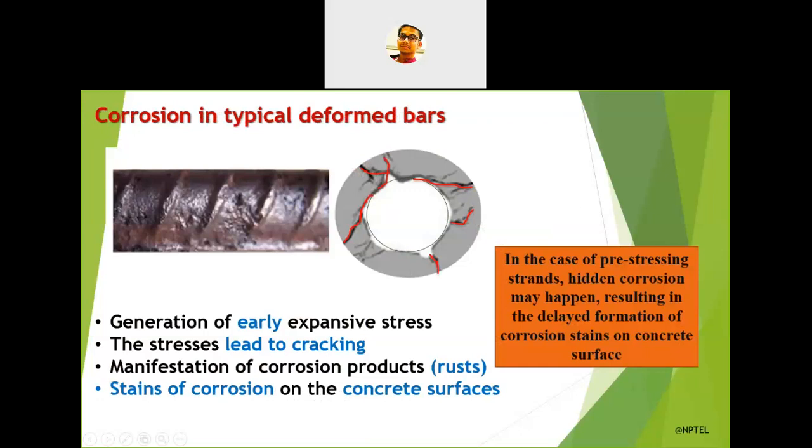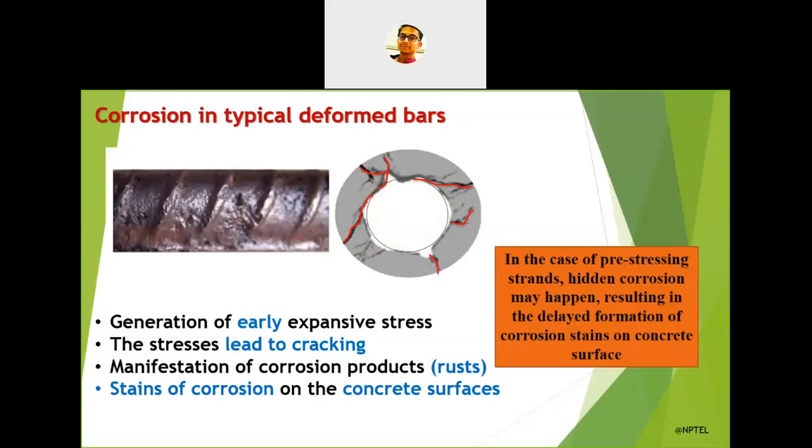So here I am again telling you the mechanisms of how it happens in the case of deformed bars. So corrosion in a typical deformed bar is somewhat similar to that in any type of steel. Last session we also discussed it. When the corrosion products, that is rust, get accumulated on the steel surface, the volume increases and it gives some early expansive stresses.